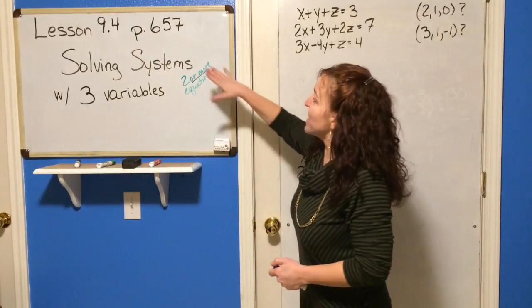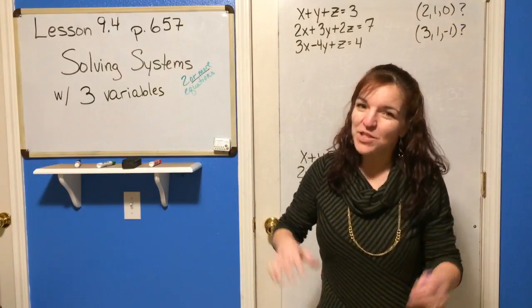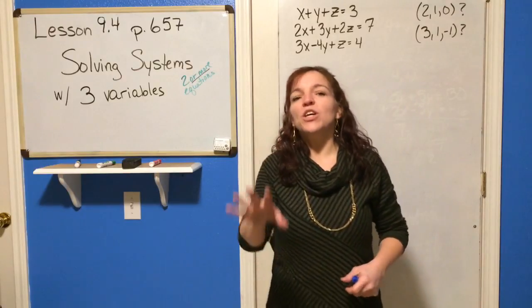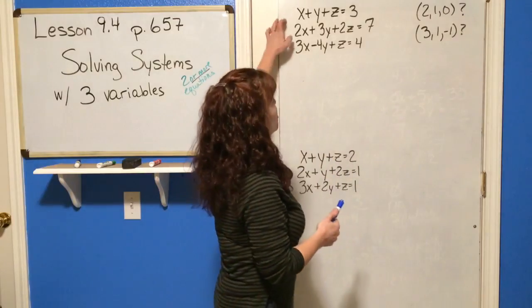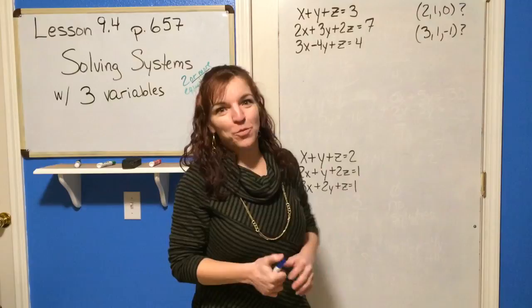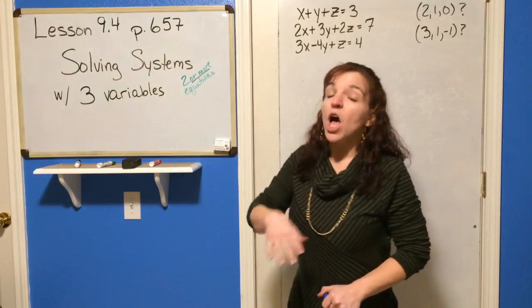Do you remember I told you that systems are sets of 2 or more equations? And so far, we've just been using two equations with 2 unknowns. Today, we're going to use 3 equations with 3 unknowns, and we're going to be able to find all 3 of them. You can so do this. Here we go. All right.